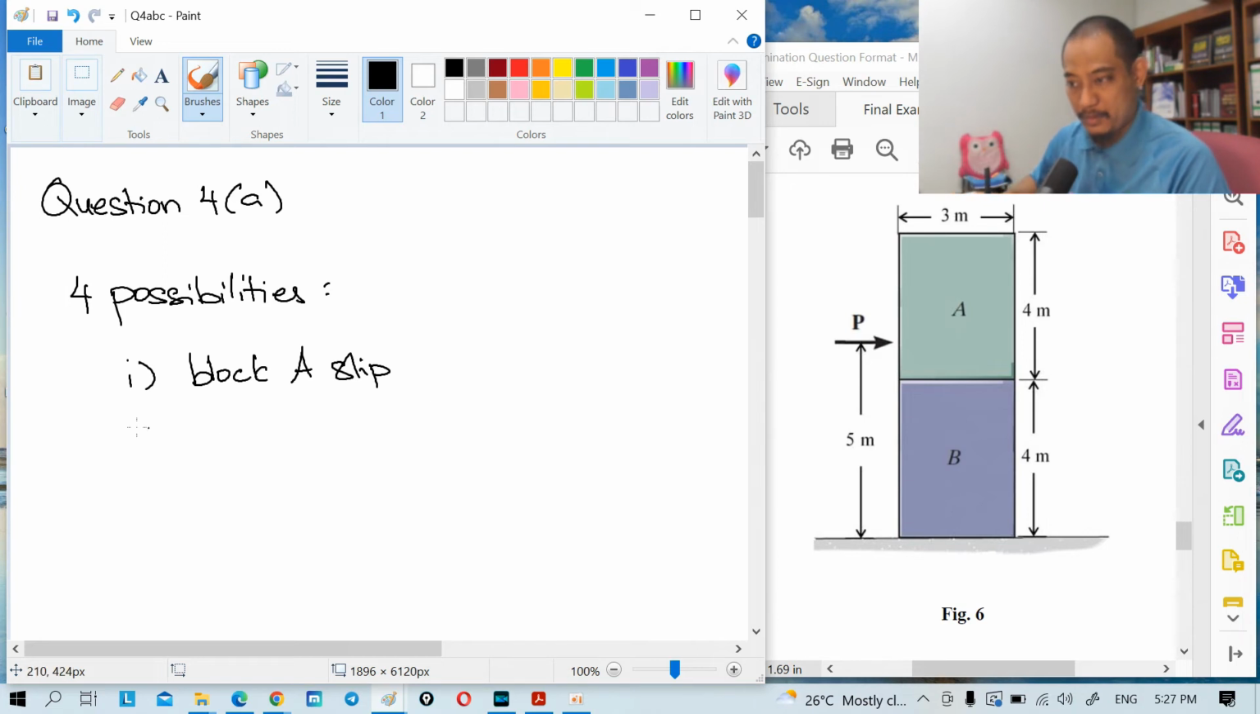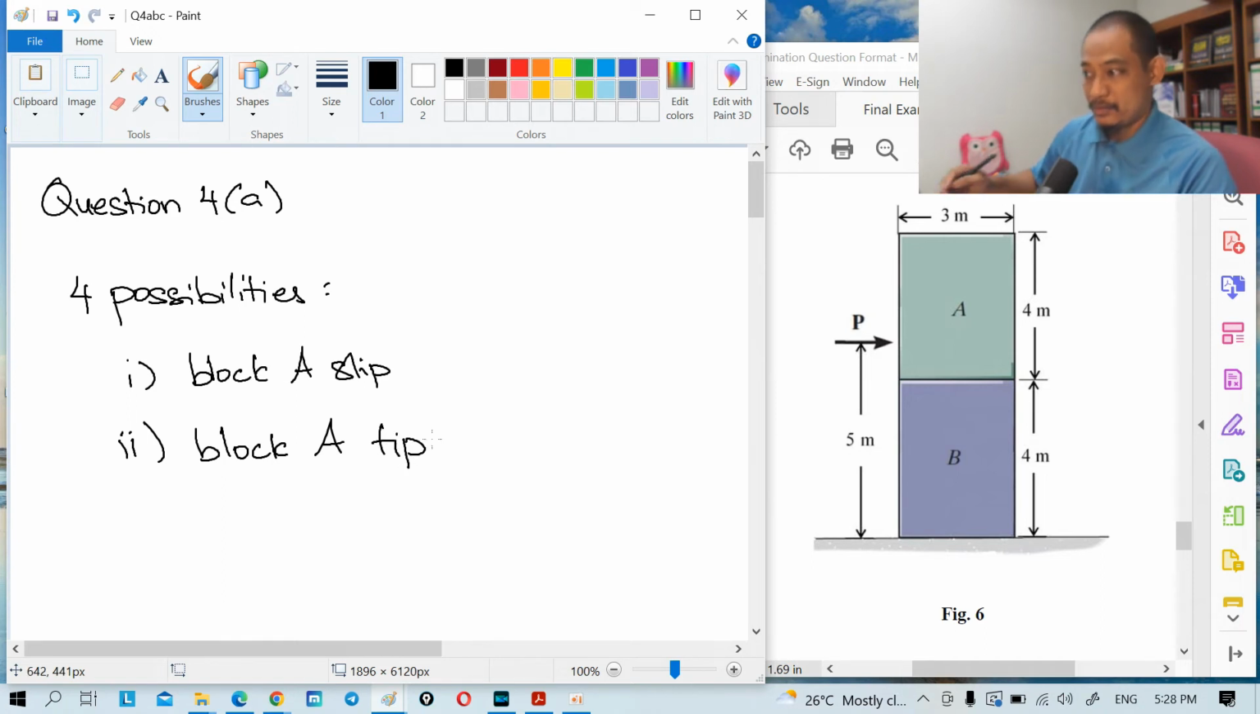That's number one. Number two, block A tip. So this is if the friction can still sustain, but the normal reaction is already at the end, so it will tip over. It will tip over.